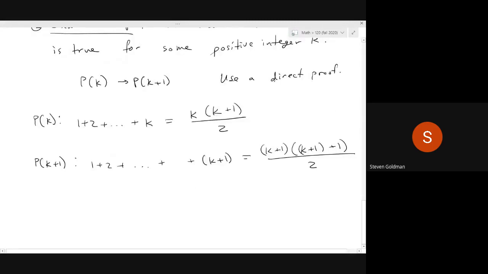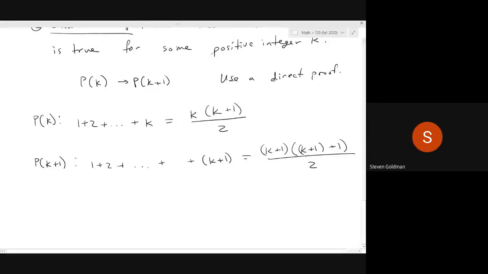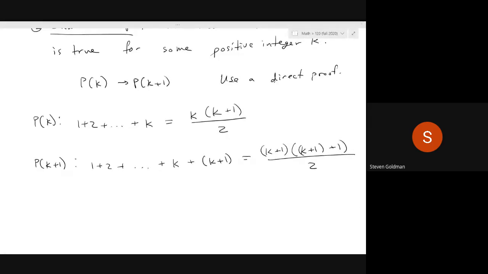Let me ask you, what number comes right before k plus 1? K. Yeah. Does everybody see that? Hopefully that makes sense to everybody. This is a set of consecutive integers, so the number right before k plus 1 is k. This is a sum of consecutive integers here. So that's a k there, and that's the space that I left before.